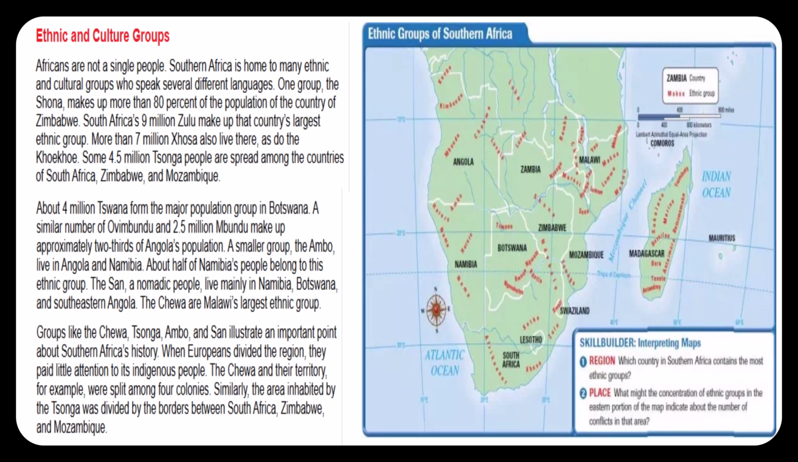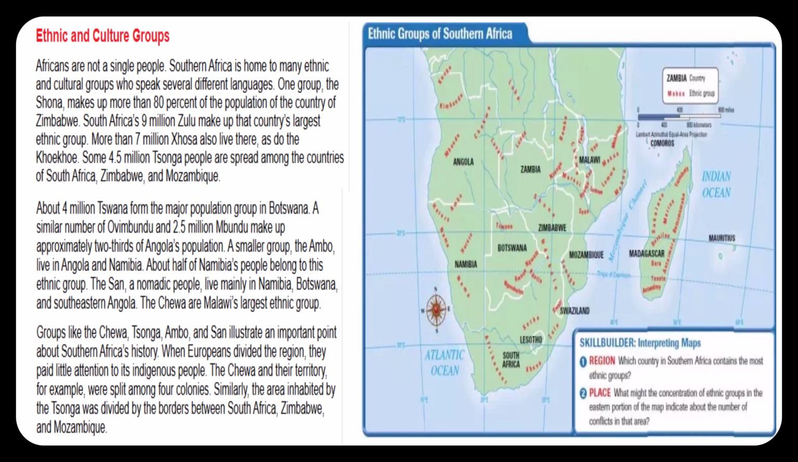Ethnic and culture groups. Africans are not a single people. Southern Africa is home to many ethnic and cultural groups who speak several different languages. One group, the Shona, make up more than 80% of the population of the country of Zimbabwe. South Africa's 9 million Zulu make up that country's largest ethnic group.